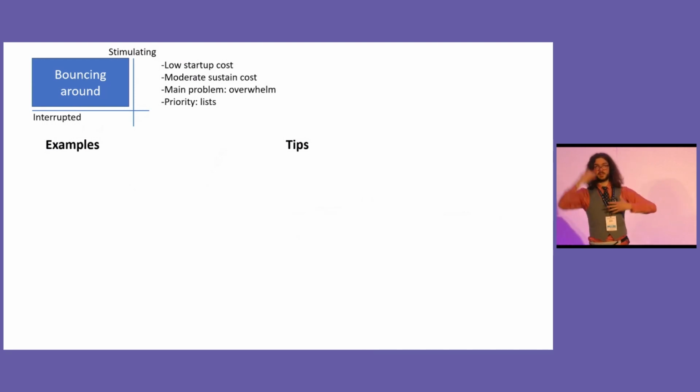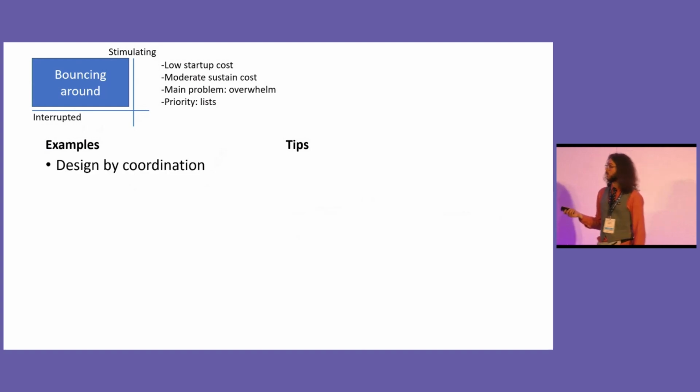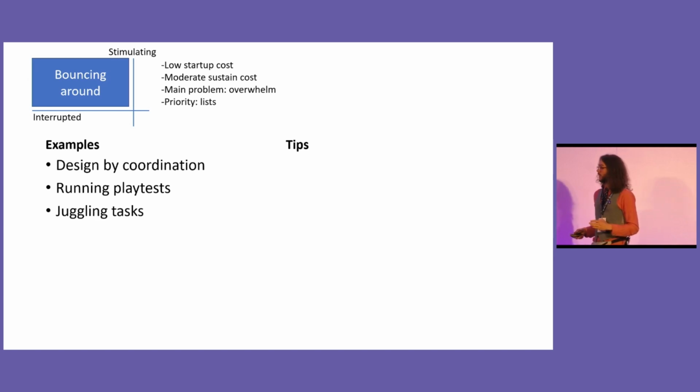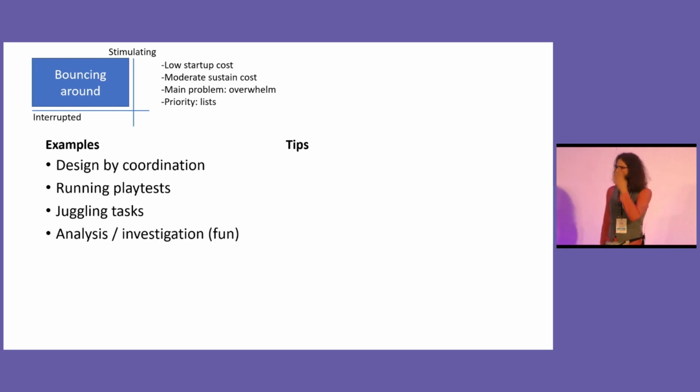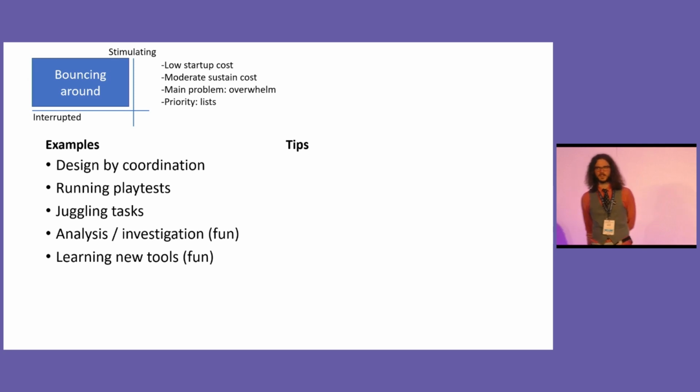Dealing with so many tasks and things and conversations at the same time can get really a lot. And so, you know, I close all my tabs and I keep a list. Lists end up being very important in this mode. Some examples for me: design by coordination, where I'm working on a design, but it's not really my job to put what's in it. I have to get information from like 7 or 8 other brains. Running play tests, you might be literally bouncing around. Juggling tasks, you know, especially near the end of production, I find you end up having 3 or 4 things you're working on at the same time. Some kinds of analysis and investigation, some kinds of learning of new tools can be this kind of work.